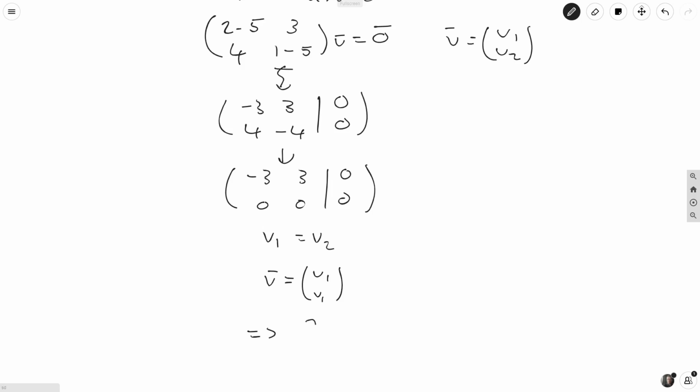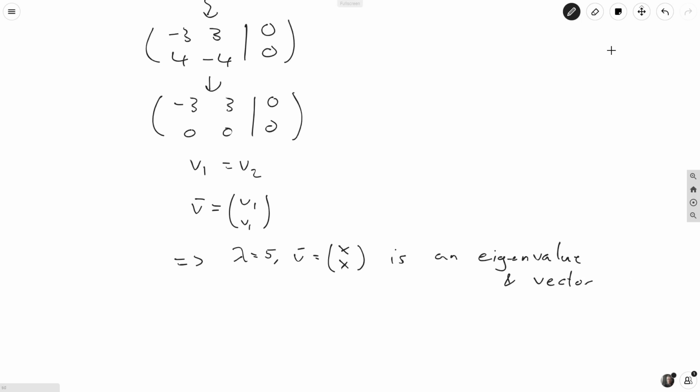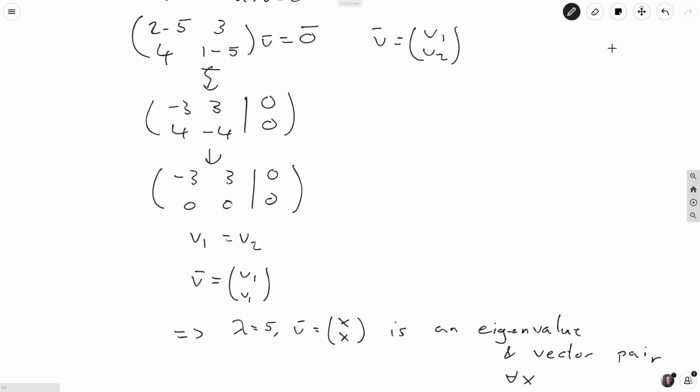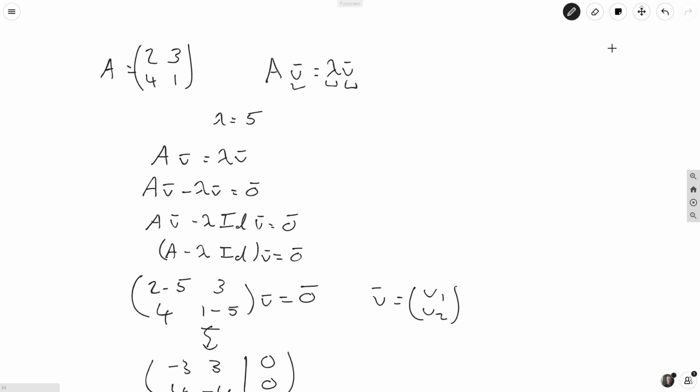So this implies lambda equals 5, and v bar is equal to, let's change v1 to x, x. This is an eigenvalue and eigenvector pair, I should write if I want it to be complete, but it's just to save a bit of time. It's an eigenvalue, eigenvector pair for all x. So no matter what value of x we choose, lambda equals 5 will always be an eigenvalue for the eigenvector x, x.